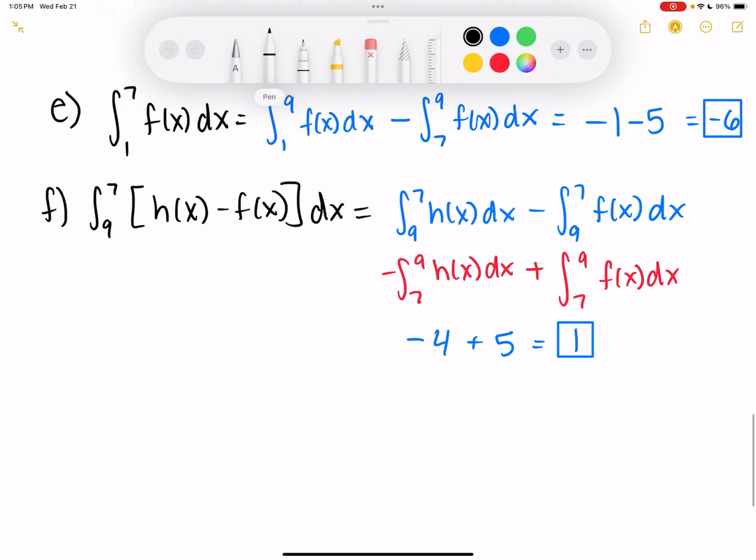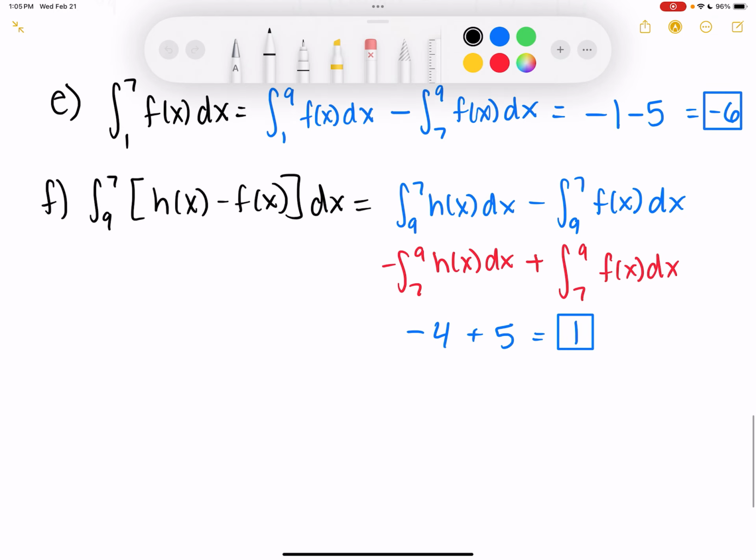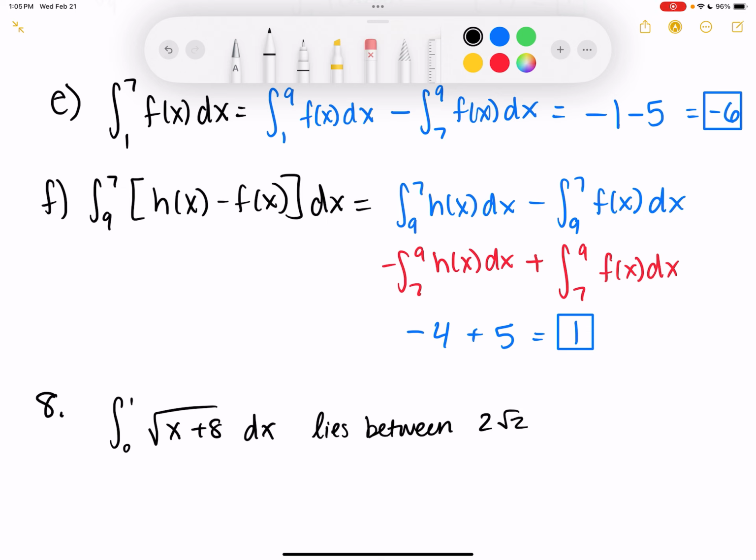All right, so we went through problem 2 yesterday. We are on to problem 8. Show that the value of the integral from 0 to 1 of the square root of x plus 8 dx lies between 2 root 2 and 3.